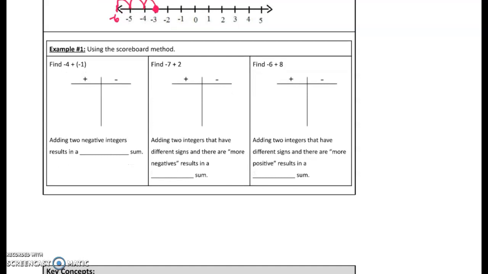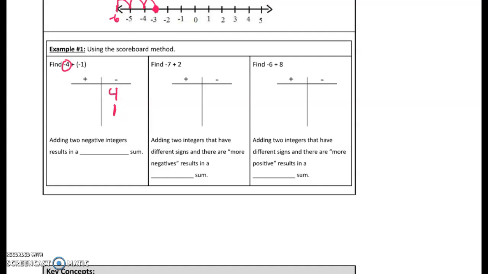So the scoreboard method is how I like to think of things. I told you guys the other day that I'm really into sports, and so I think of them as the positive team and the negative team. So in the first example, it says -4 plus -1. So this is like if the negative team got 4 points and then they got one more point, because it's -4 and a -1.